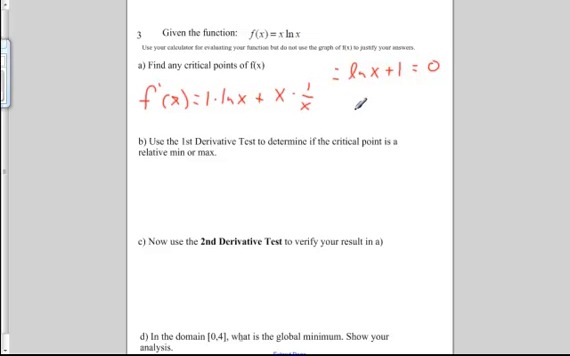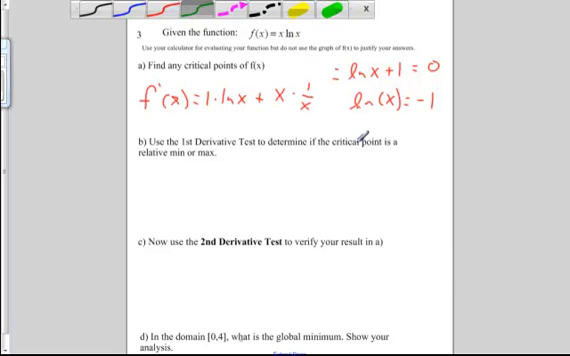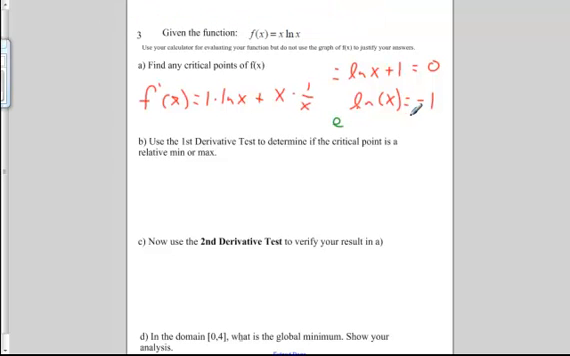And we want to know the critical point is when it's either 0 or undefined. So we want to know, when does ln of x equal negative 1? So to solve this, let's raise both sides. Let's go e to both sides. And we get that x equals e to the negative 1, which is just 1 over e.